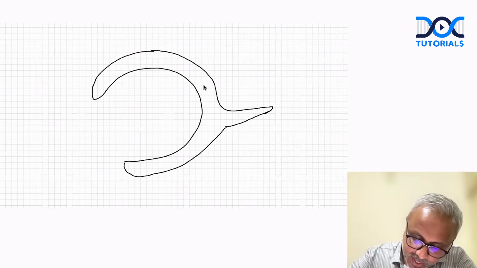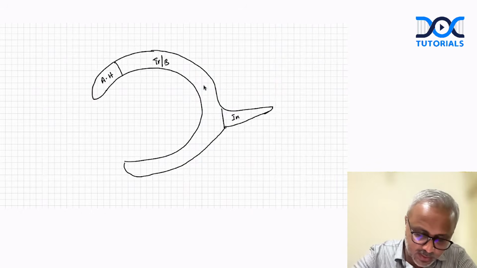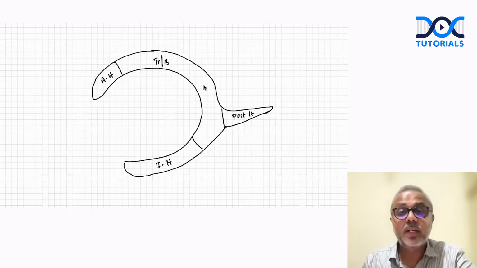Okay, so let's try to identify the parts. This is the anterior horn. This is the trunk or the body. Here we have the inferior. This is the posterior horn, right? And let's say here we have the inferior horn.